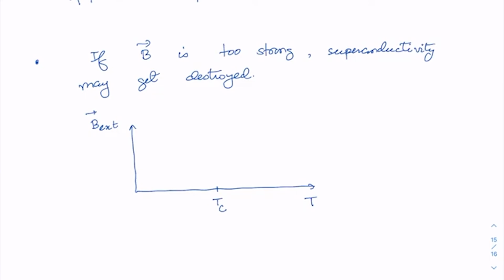But if we go far below Tc, in this region here, the superconductivity will be very strong and you will require a very, very strong magnetic field to destroy it. So therefore the plot would look like this. You will need a strong magnetic field to destroy superconductivity. This particular region is called the superconducting region.